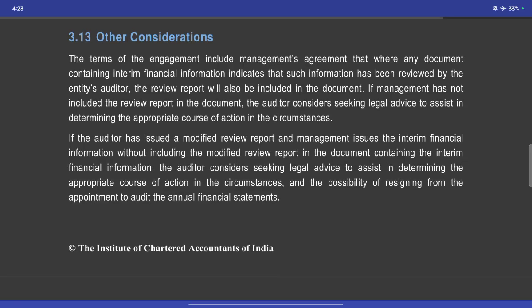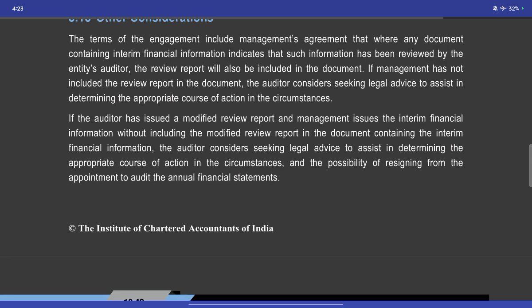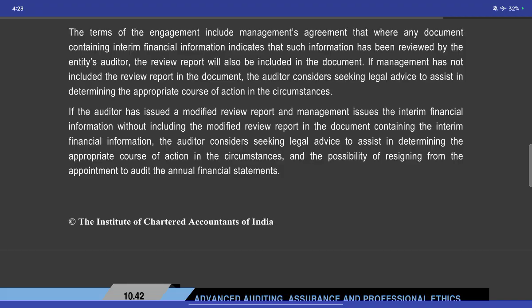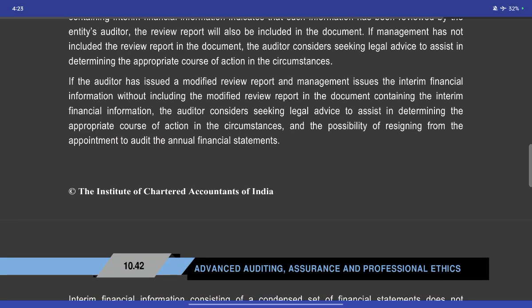Other considerations in terms of engagement include management arrangements where a document containing interim financial information indicates that such information has been reviewed by the entity's auditor. The review report will also be included in the document. If the management refuses to include the review report in the document, the auditor can seek legal advice to assess and determine the appropriate course of action to be taken.